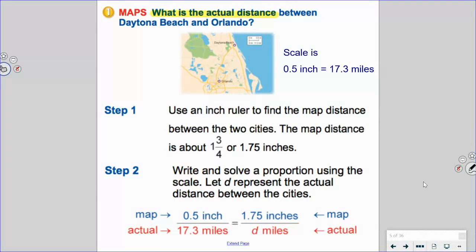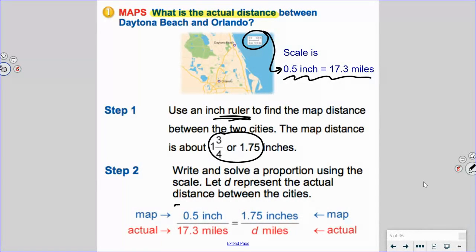Example here, distance between Daytona Beach and Orlando. Now we have a scale factor, it gives it to us. It's kind of hard to see here, but it reads that a half an inch on the map is really about equivalent to 17 3/10 miles in real life. So can we find the actual distance? Well, sure. First, we pull out our ruler and we measure it. And when we measure it, we find that it's about 1 3/4 inches away from each other on the map.